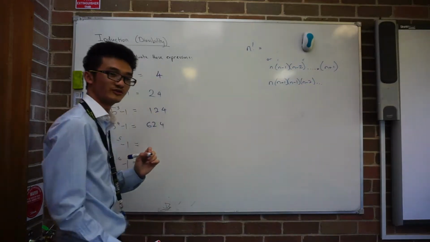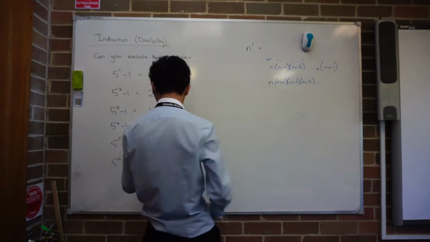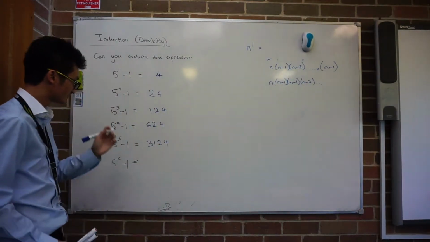Right, 3,124. Yeah. Because it's minus 1. Oh, okay, that was already subtracting 1. Okay. 3,124 and 5 to 6 minus 1? 15,620.